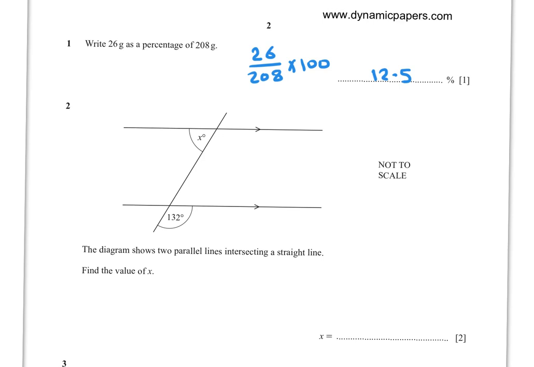Number 2, the diagram shows two parallel lines intersecting a straight line. Find the value of x. If this angle is 132, so this angle is 132, corresponding angles. So angle x equals 180 minus 132, which equals 48.